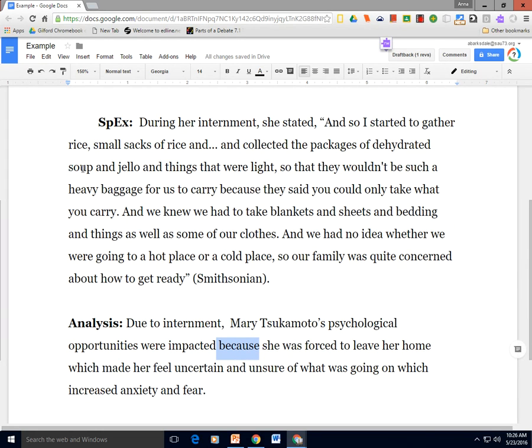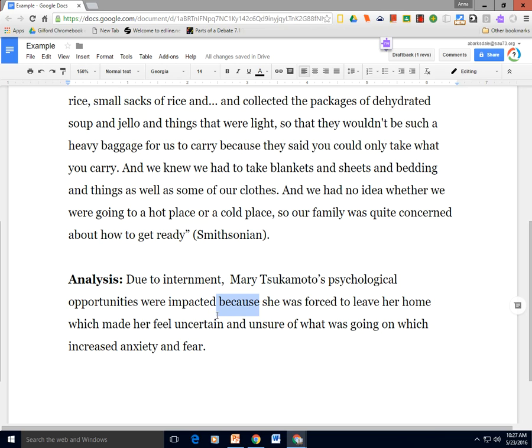I need to reflect on the quote. This poor person, she's having to gather all these types of foods. They're not sure what they can bring. They have no idea where they're going. Like, psychologically, that would totally mess with somebody's mind and create feelings of uncertainty, unsuredness, anxiety, and fear. And that's what I relay in my analysis statement.